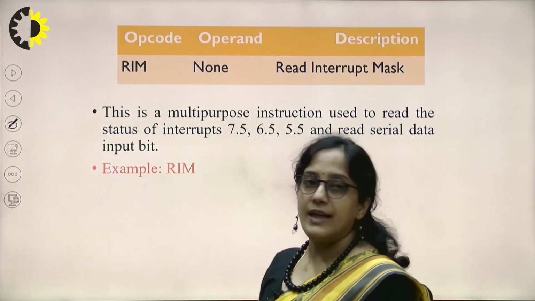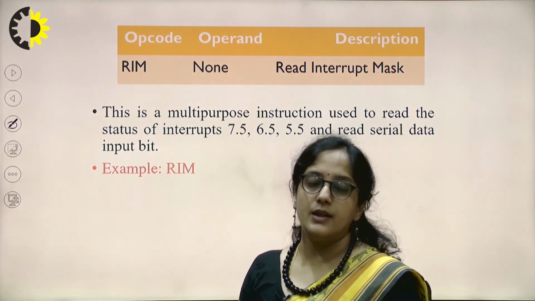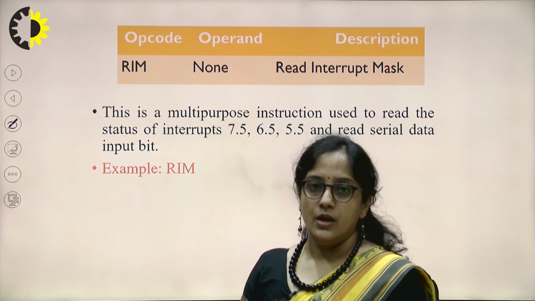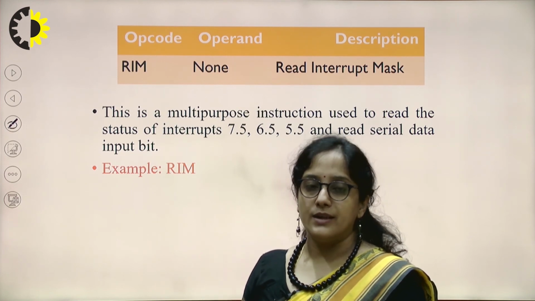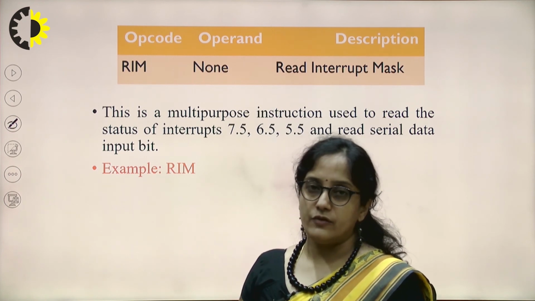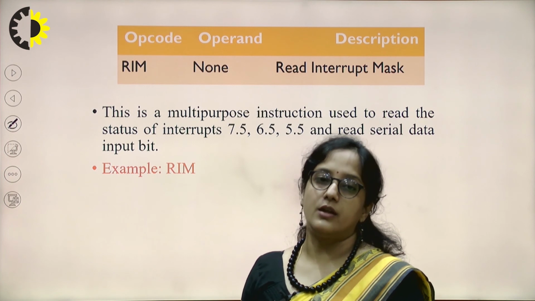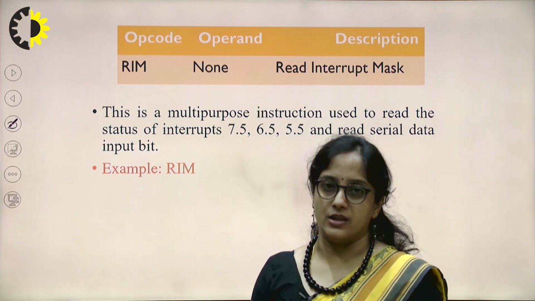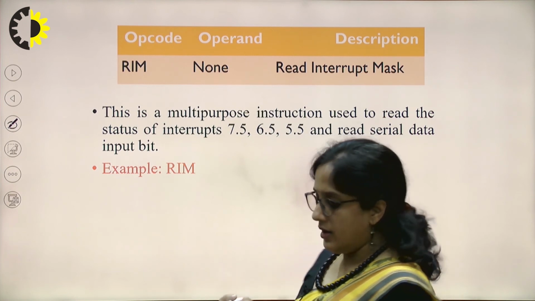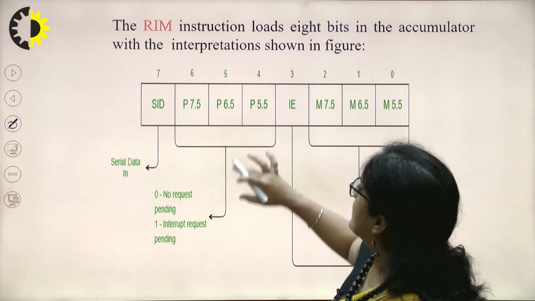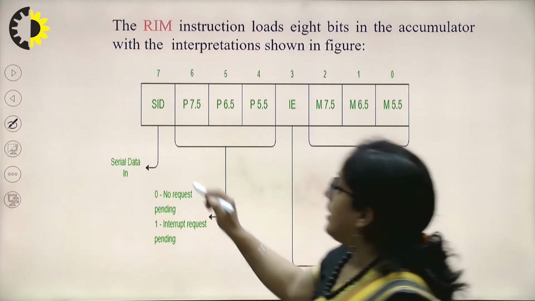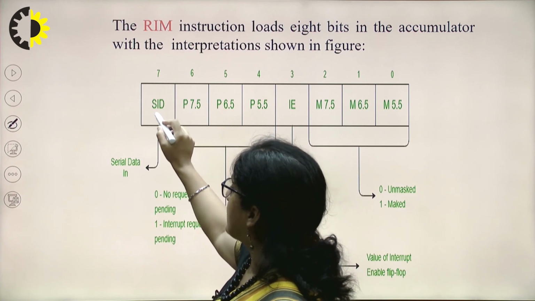RIM. The next instruction is RIM. It is a read instruction. SIM is used to set the interrupt, whether we have to mask the interrupt, enable the interrupt or disable the interrupt. RIM is used to read the status of a particular interrupt, and also to read the serial data. Whenever data comes in from the SID line, it is stored in the accumulator. So again the accumulator comes into the picture when we are using the RIM instruction. This SID line is used for data input.